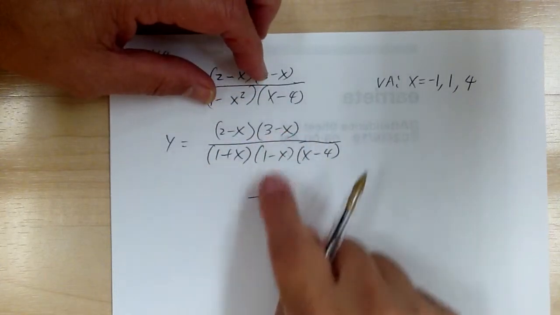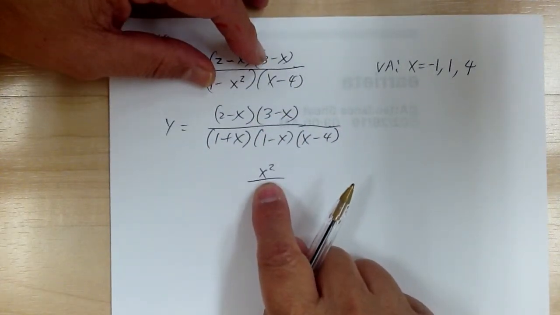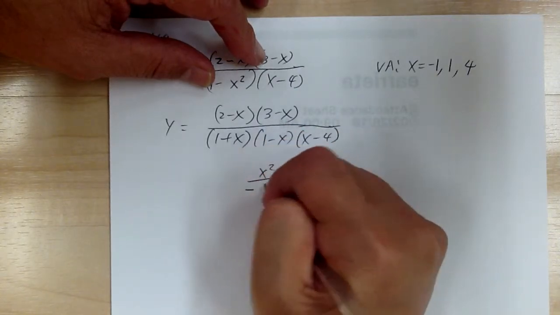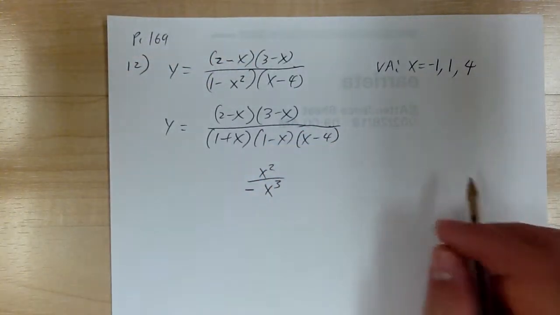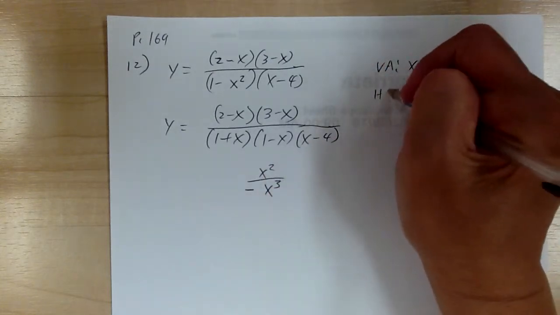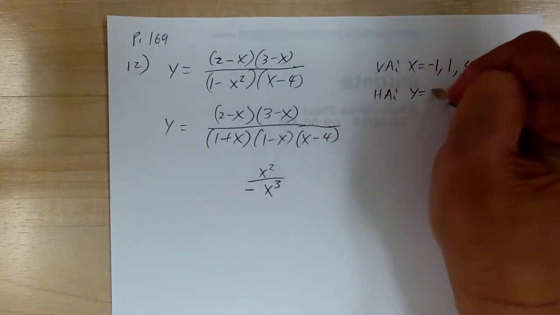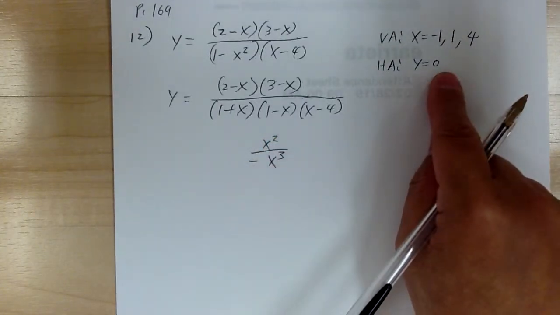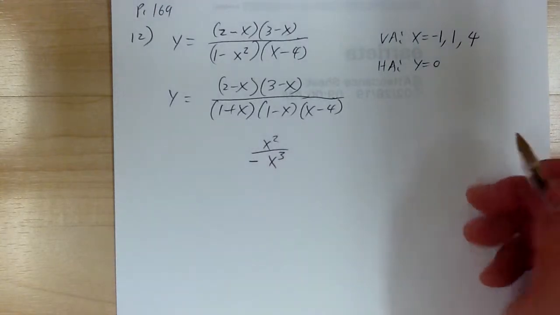Negative x times negative x gives you x squared. Over here, you're going to get x times negative x, so it's going to give you negative x cubed. But the top is lower than the bottom. Therefore, your horizontal asymptote would be y equal to 0, because x squared divided by x cubed goes to 0.